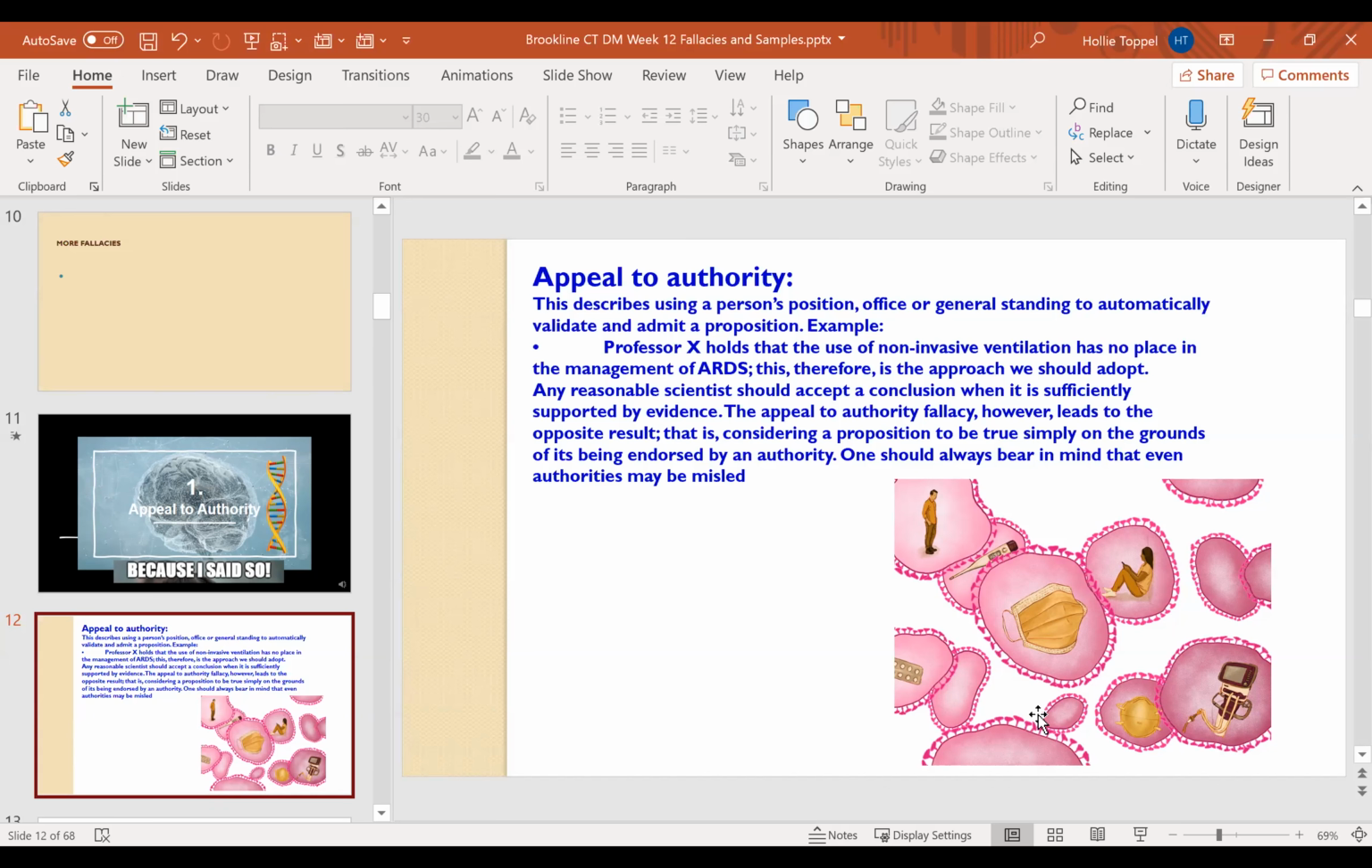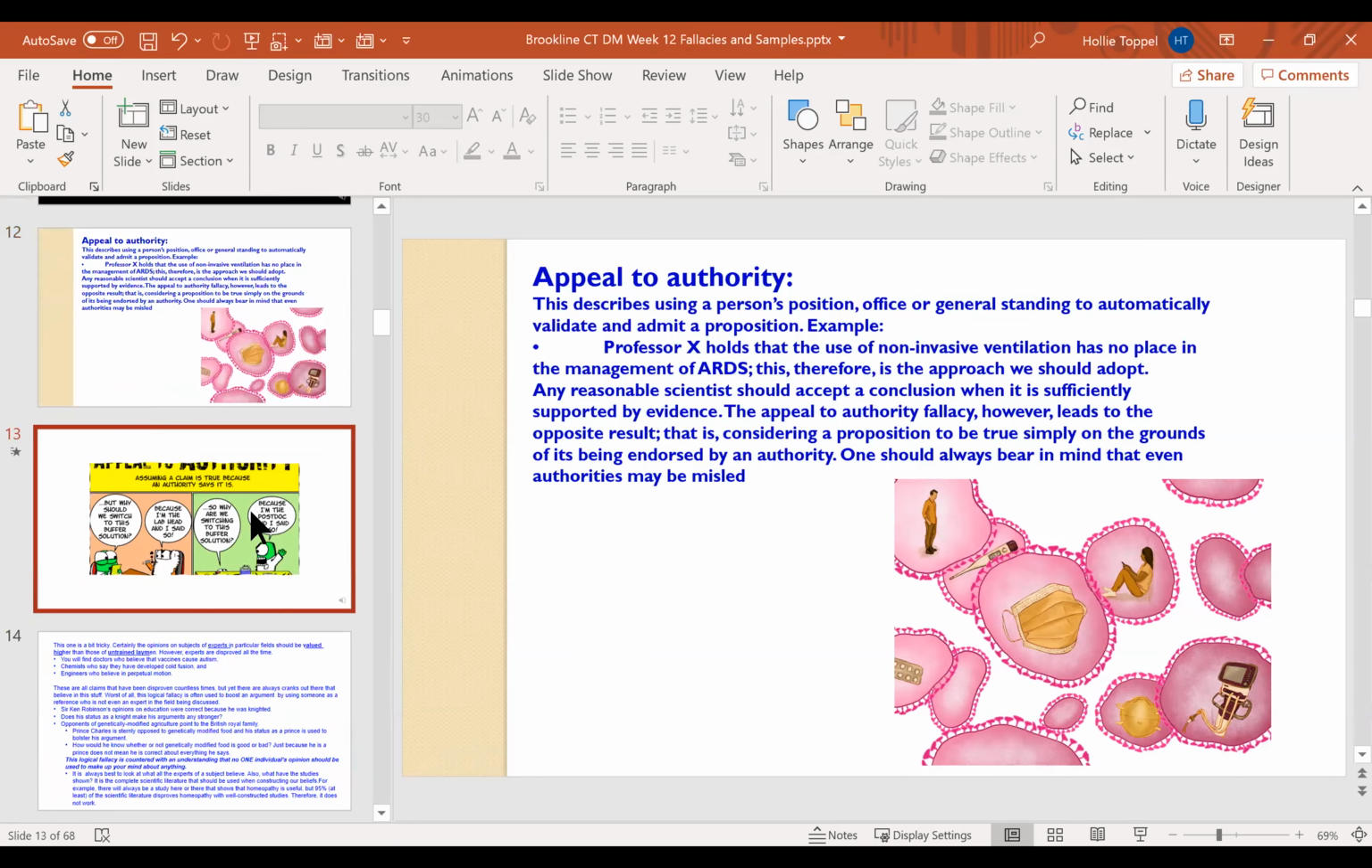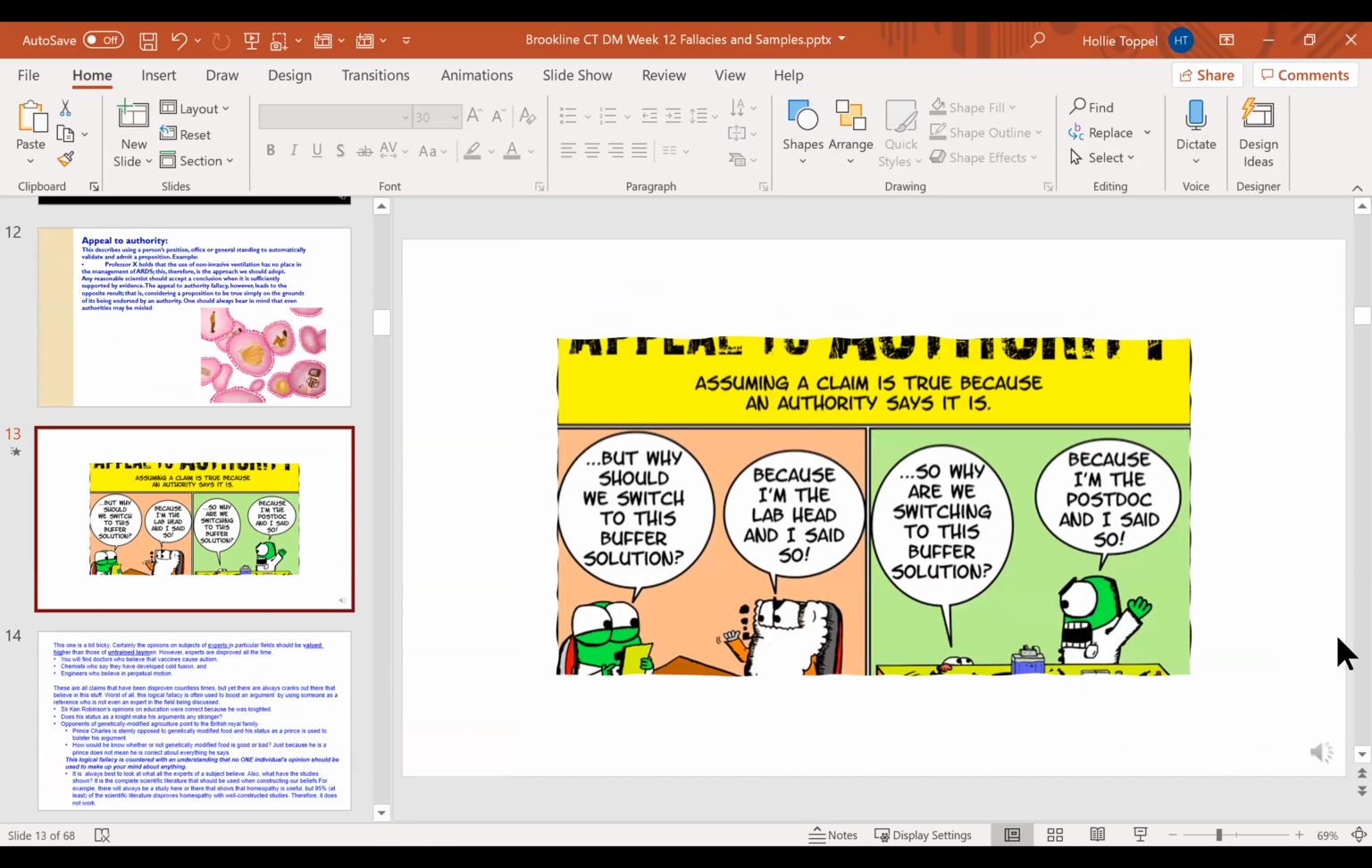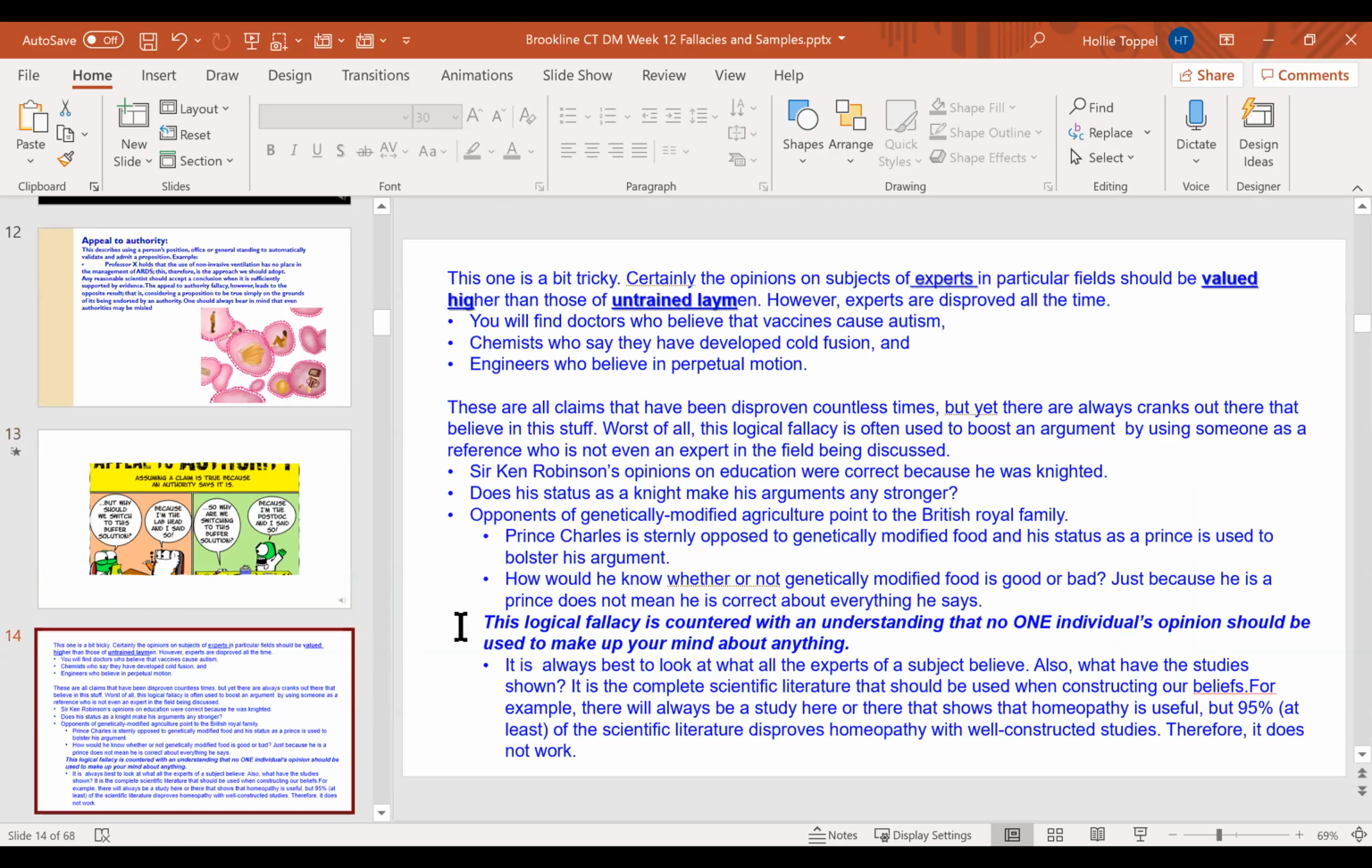We've seen this in the political realm today. I found this slide describing appeal to authority. Look at the little COVIDs with a mask, people in it, a thermometer, and a ventilator. Here's another one appealing to authority. These are two lab comic strips with the same guy, and it says, "But why should we switch to the buffer solution?" "Because I said so." "So are we changing to this buffer solution?" "Yeah, because I said so." And that's why he just keeps arguing it. So that's appealing to authority.